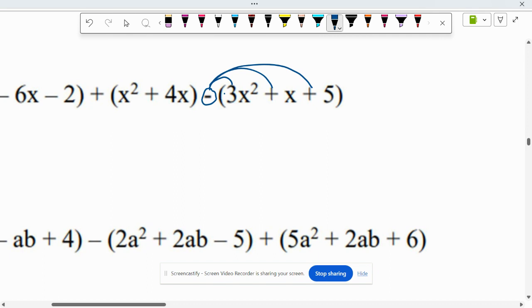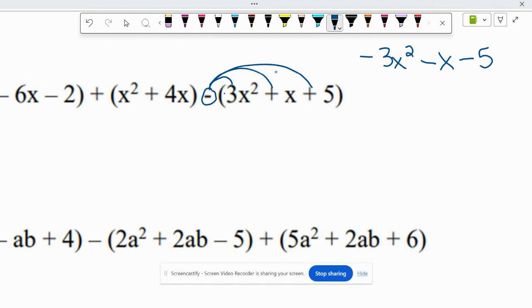So a negative times 3x squared is a negative 3x squared. A negative times a positive x is a negative x. And a negative times a positive 5 is a negative 5.